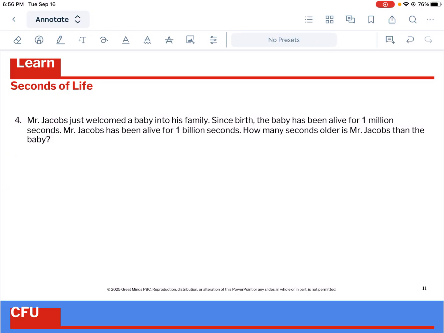Jacobs than the baby? Now, typically when something says how many of something or how many times of something, that usually means to divide. But in this case, since they want to know how many seconds older is Mr. Jacobs, we're actually going to subtract. This is subtraction. Underline how many seconds older. And then write subtract.